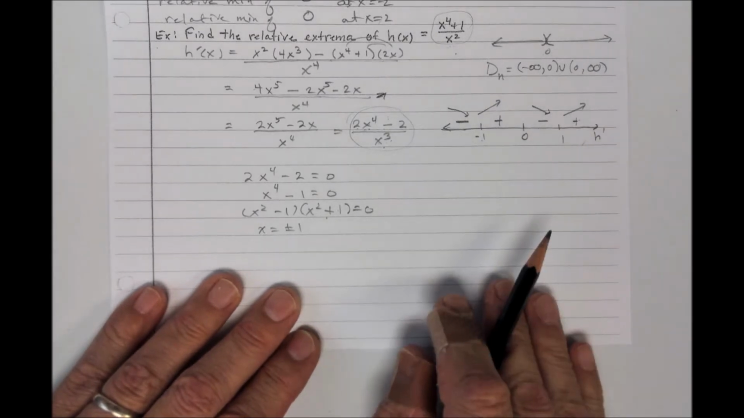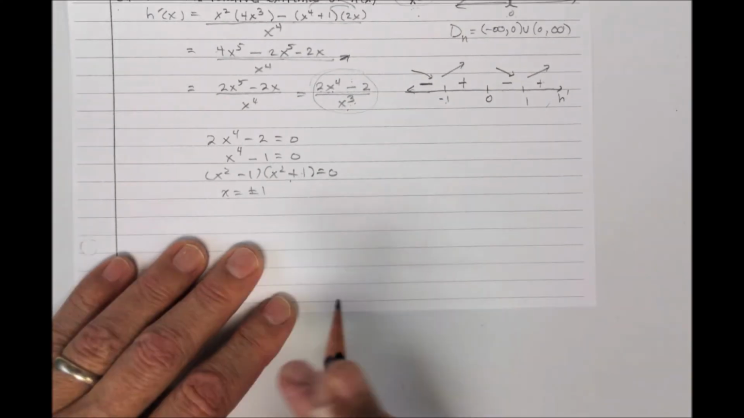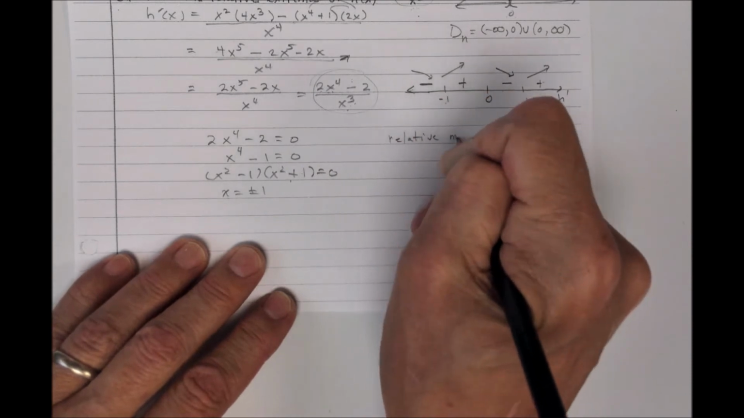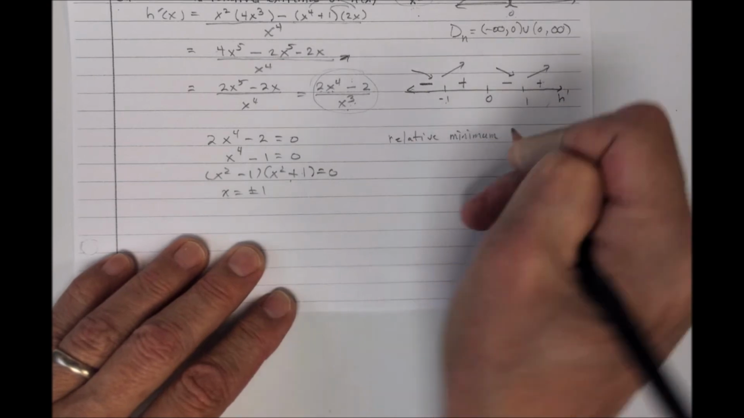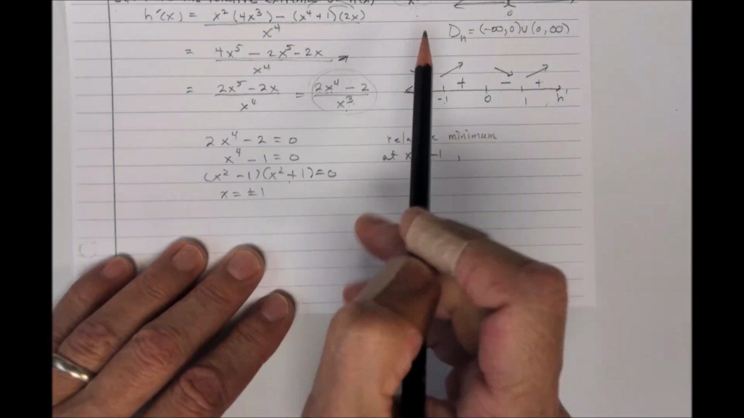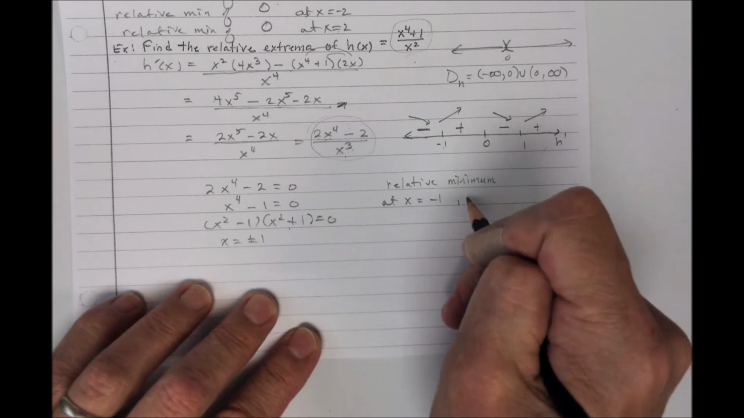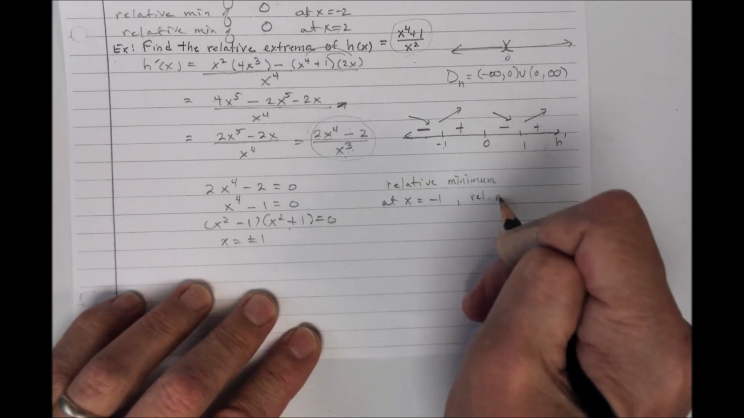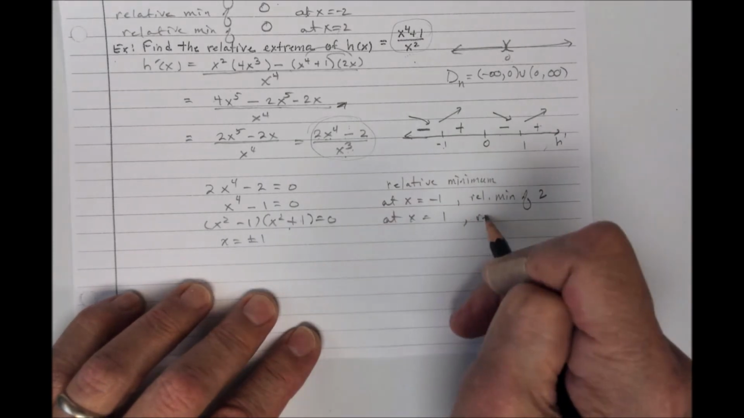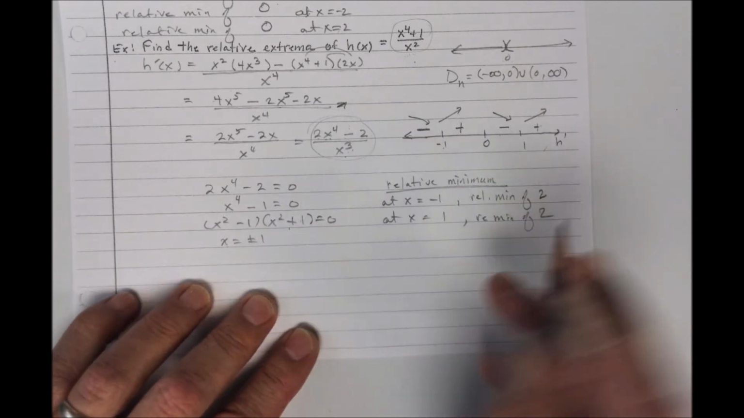I have two relative minimums. I am really interested all of a sudden in what my graph might look like. So I have relative minimums. I have one at x equal -1. Let's go back to the original. That would be 2 over 1, which is 2. Relative minimum of 2 at x equal +1. Relative minimum also at 2. All right, well, I got to graph this thing.